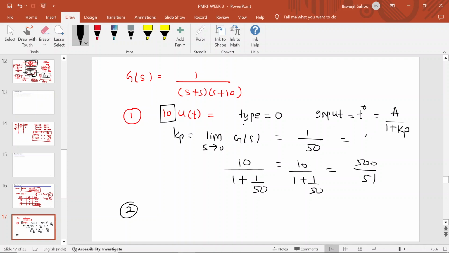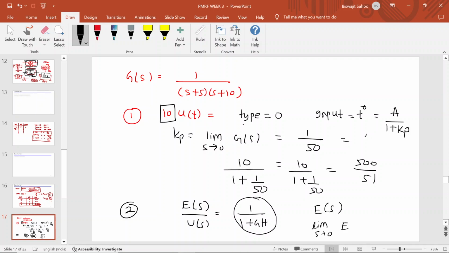You got my point, sir. You can find out E(s) divided by U(s) equal to 1 divided by 1 plus GH, right? You can find out, sir, no problem. I'm not saying that you cannot find out. In this formula you have to find 1 by 1 plus GH, then you need to find E(s), then take the limit s tends to 0 of E(s). You can find out, no problem. You got my point? Yes, sir.